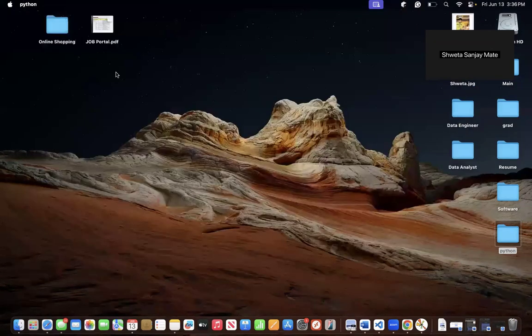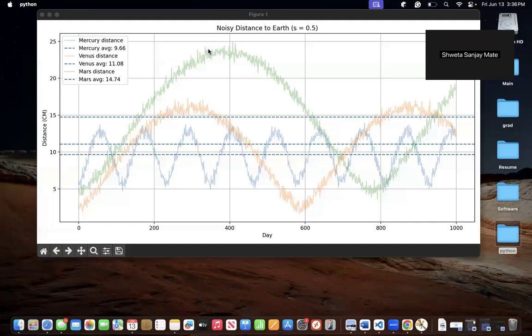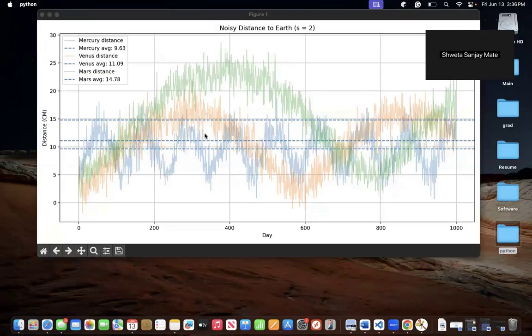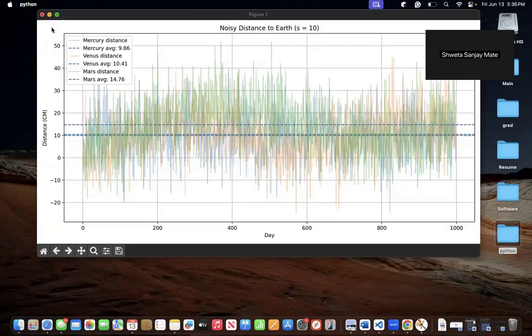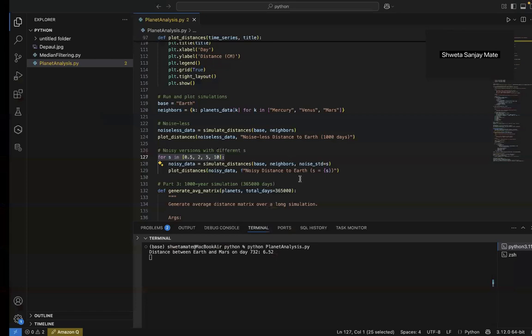This is my second plot for the noisy time series plot. I will be presenting the plots for each s value. This is s equal to 0.5. You can see the different plots for s equal to 2. This is s equal to 5. This is s equal to 10.